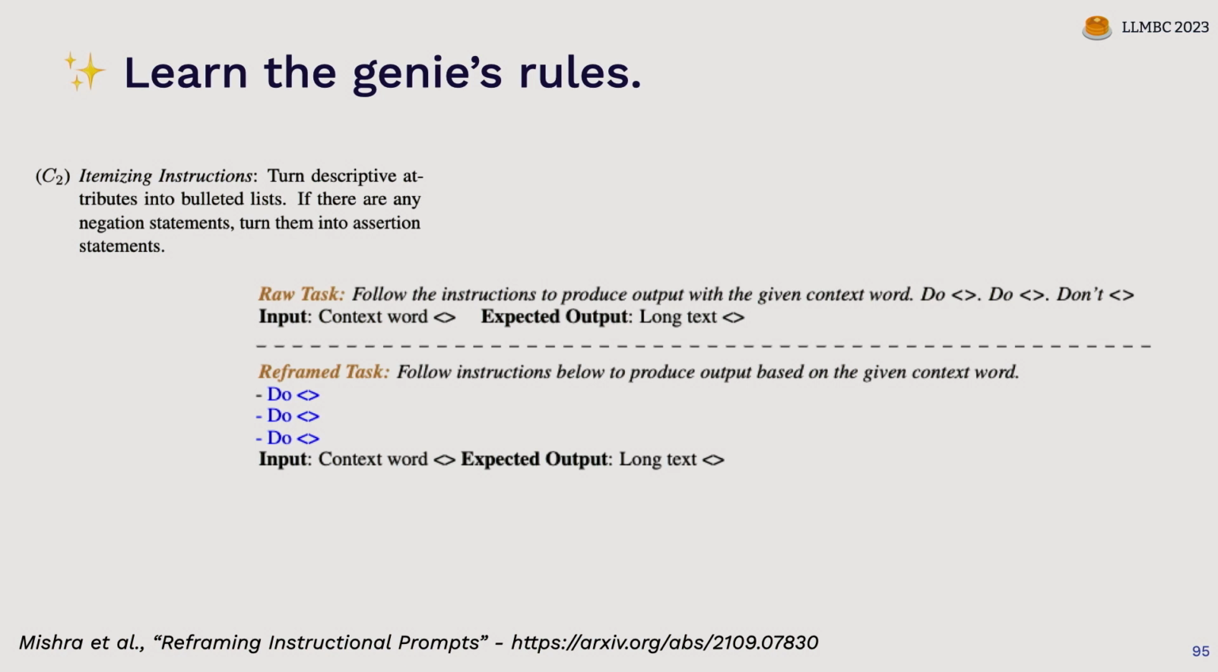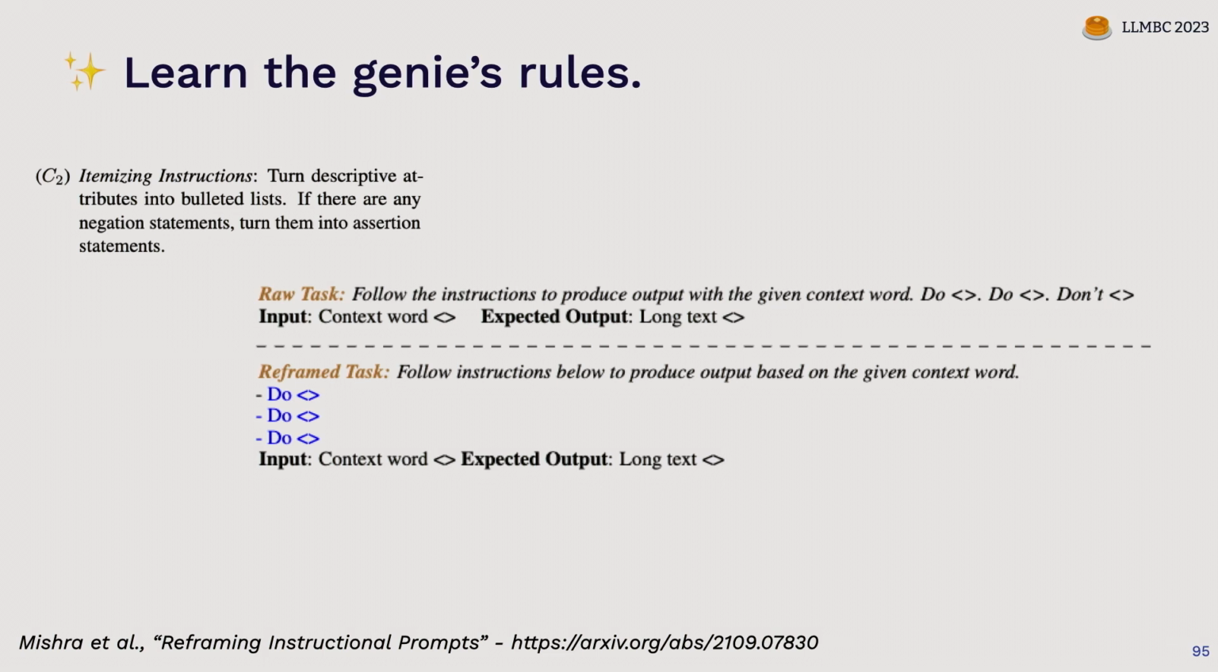In the first example here, the raw task, they show a bunch of inputs that are provided as one sentence after another: do this, don't do this. Instead, the model performs better if you break these things out into bullet points and say, do this, and do this.